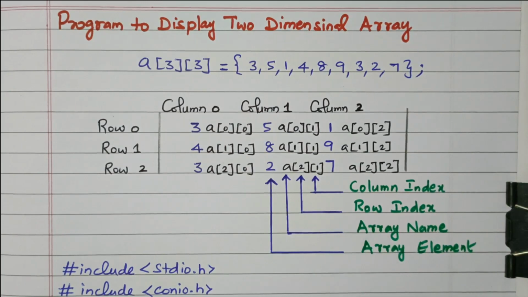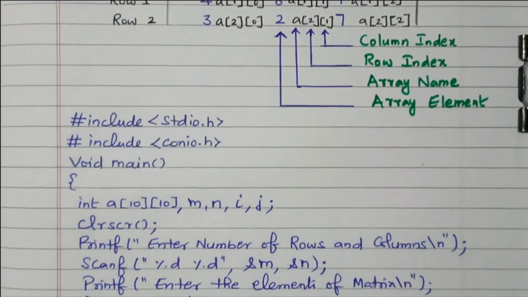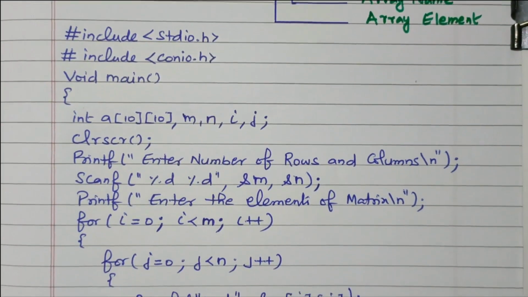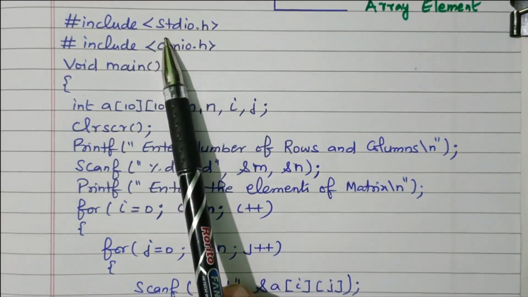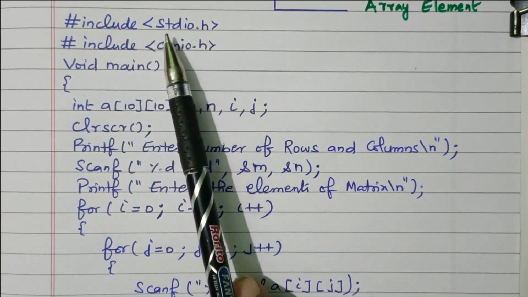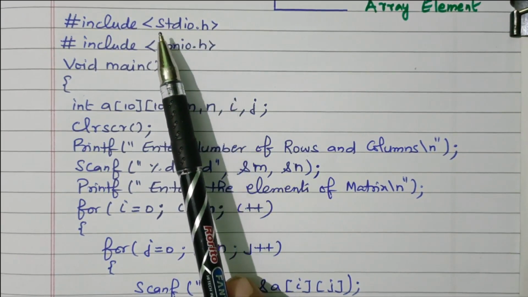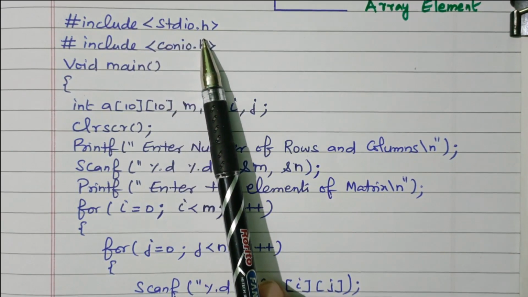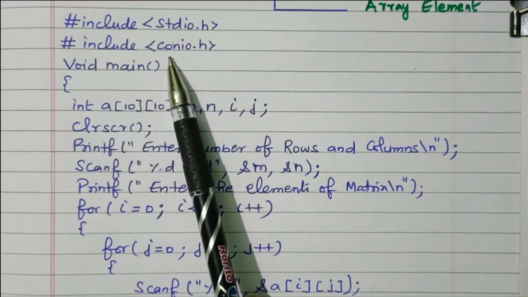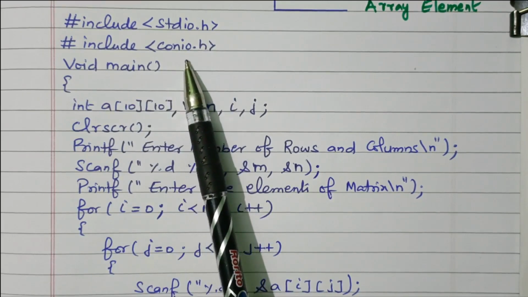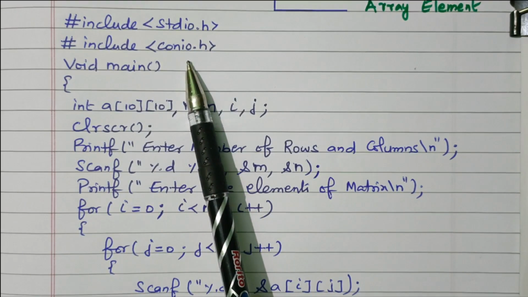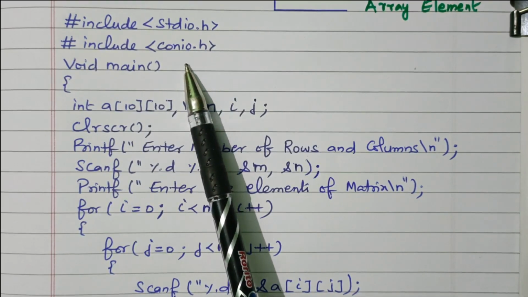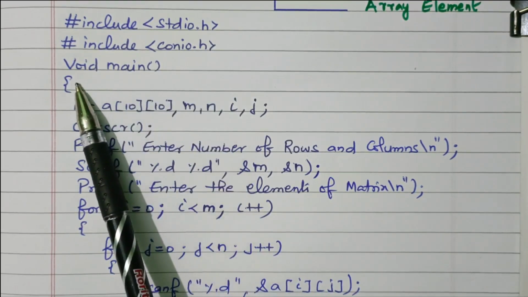Now we'll go to the program. First we need to include the header files. Include stdio.h, which is nothing but standard input output. Here we are using printf and scanf. Then include conio.h, console input output header file, that is used for clear screen and getch. Now we'll start the main program.